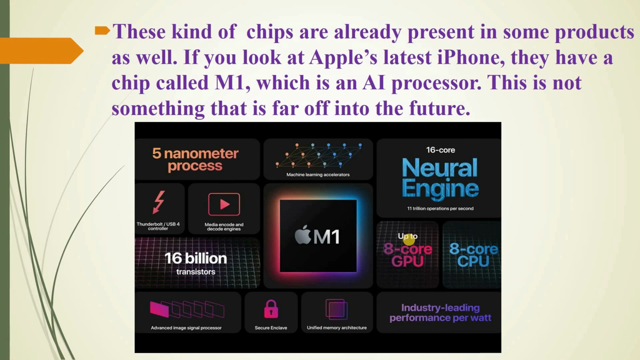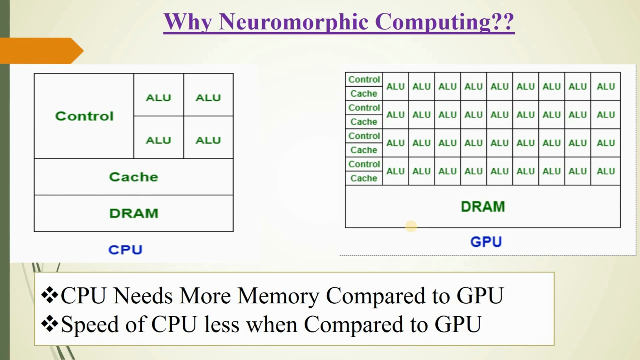These kinds of chips are already present in some products as well. If you look at Apple's latest iPhone, they have a chip called M1, which is an artificial intelligence processor, though not a neuromorphic processor. That means this concept is not new. This is not something that is far off into the future. Right? Why neuromorphic computing? What is the specialty of neuromorphic computing? Why do we have to use neuromorphic computing?